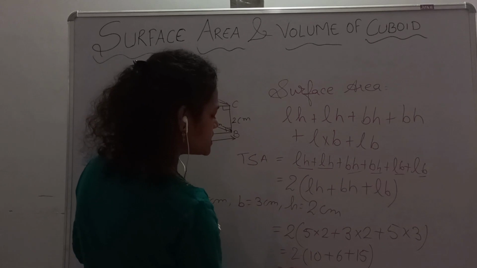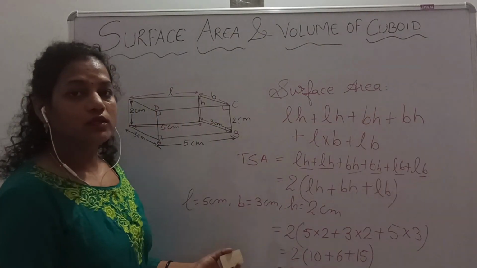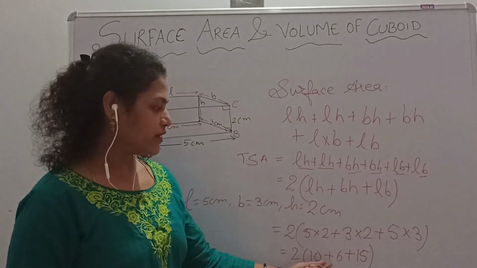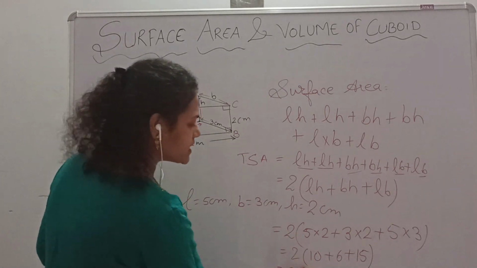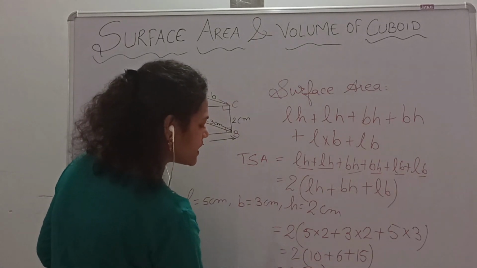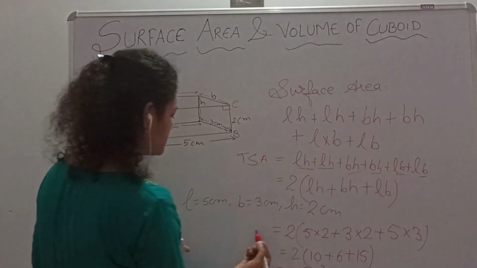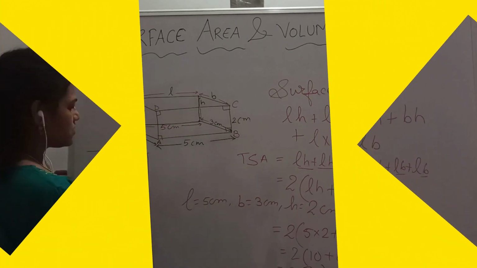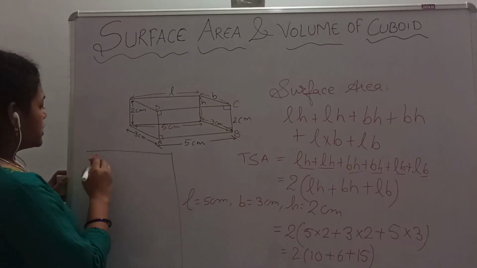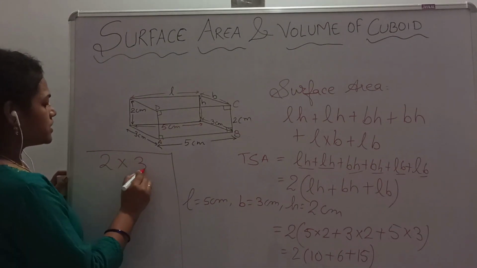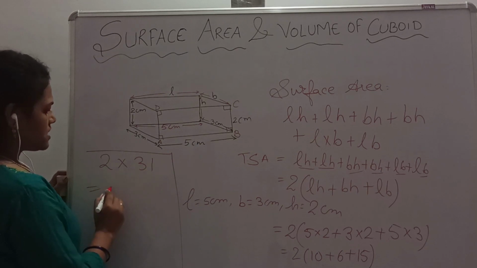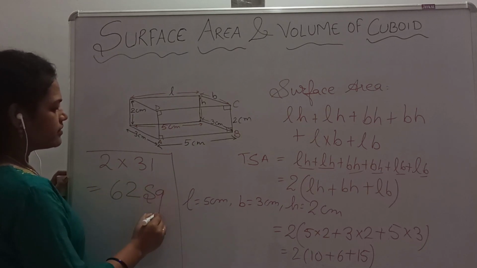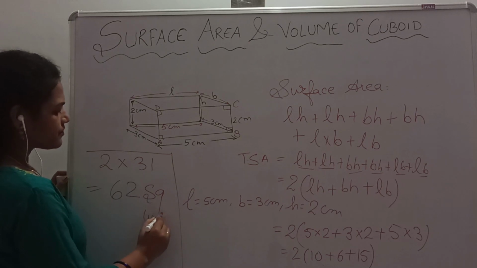So friends, in this way you can find your total surface area. What is the final answer, friends? 10 plus 6 plus 15 is 31. So your answer will be 2 into 31, that is 62 square units.